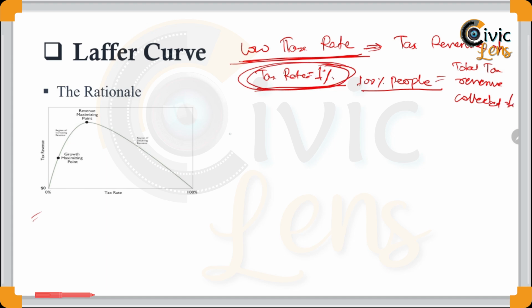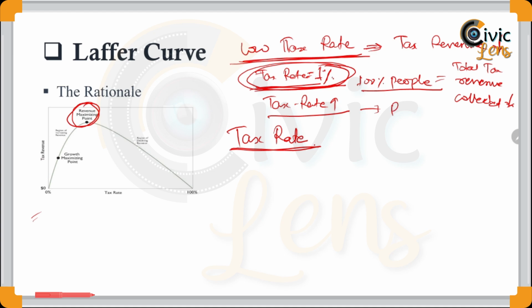But what happens when we increase the tax rate beyond a point? After crossing this point, from here, if we keep on increasing the tax rate, total revenue will be increasing, right? Because basically revenue is the total number of people who are paying the tax times the rate. So since this rate is increasing, total revenue will increase.